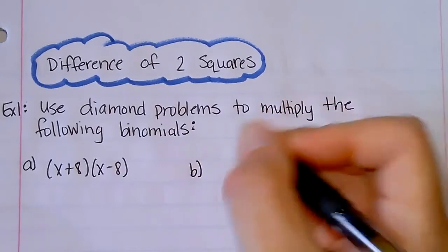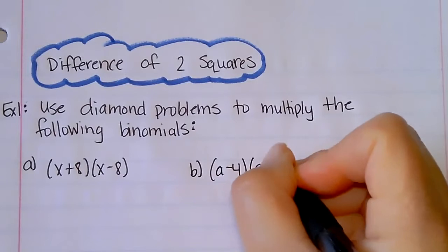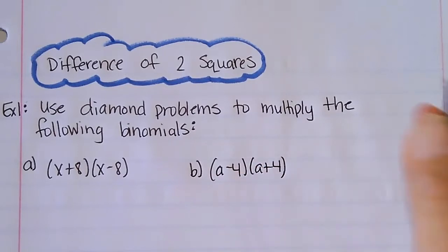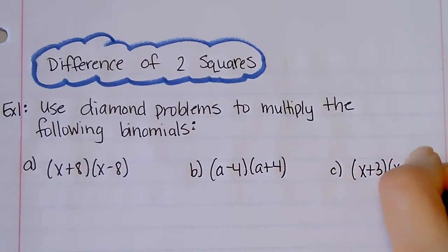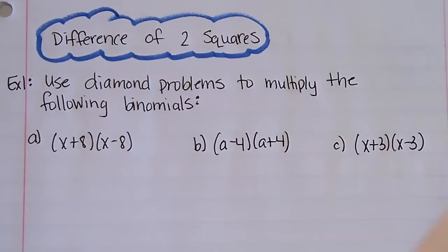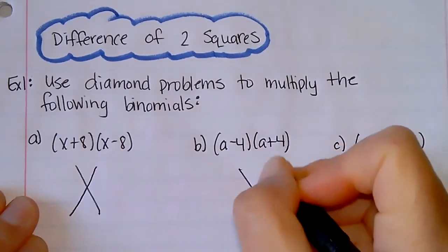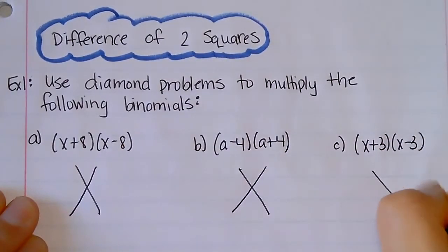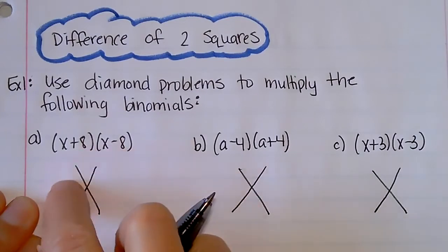B, a minus 4, a plus 4. C, x plus 3, x minus 3. And again, we're going to be doing diamonds for this. So I'm going to set up my diamonds. And remember, these numbers here are going to go on the side.